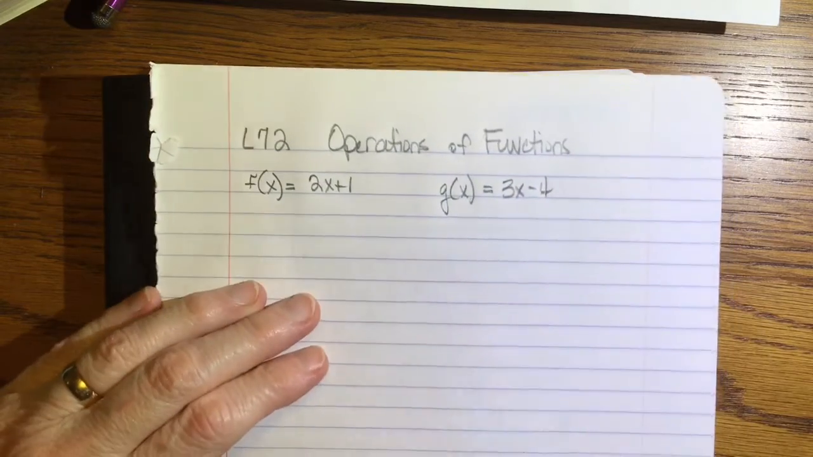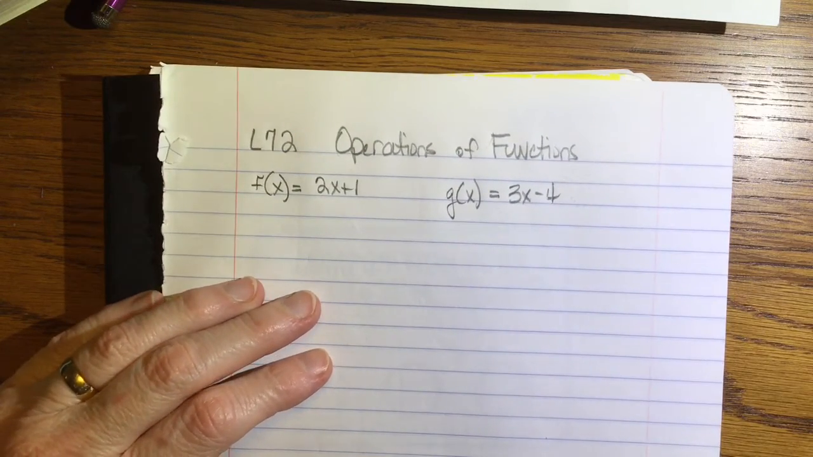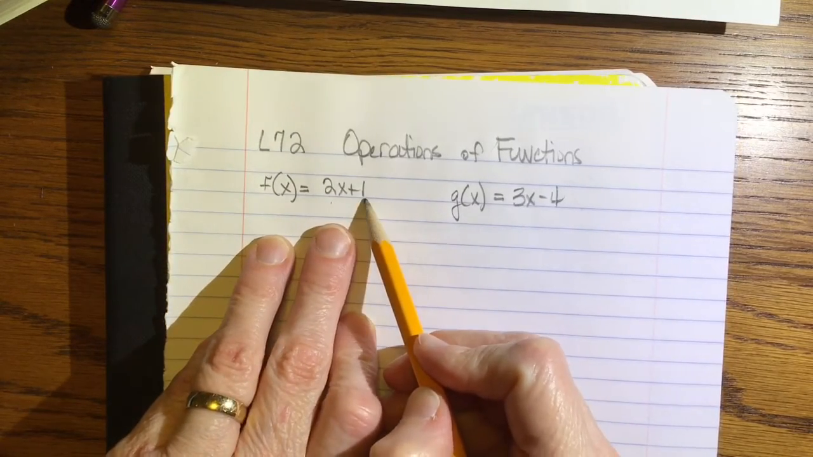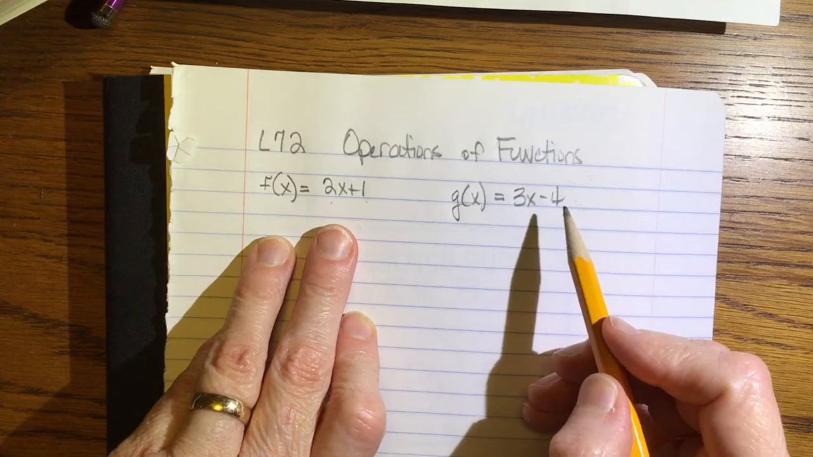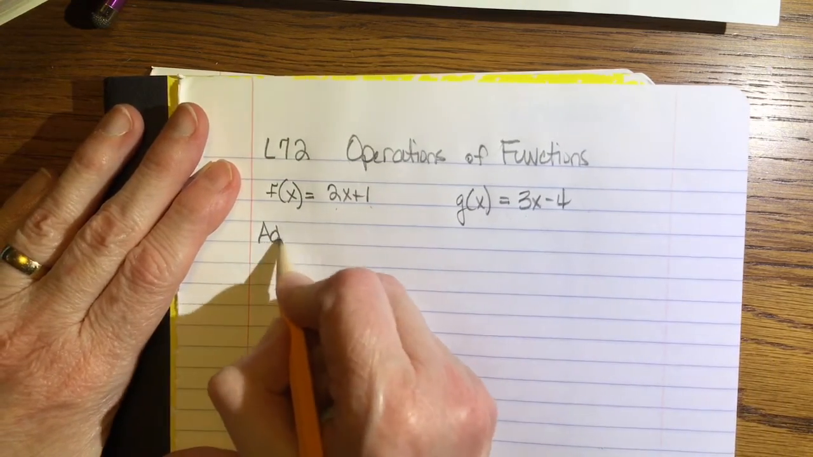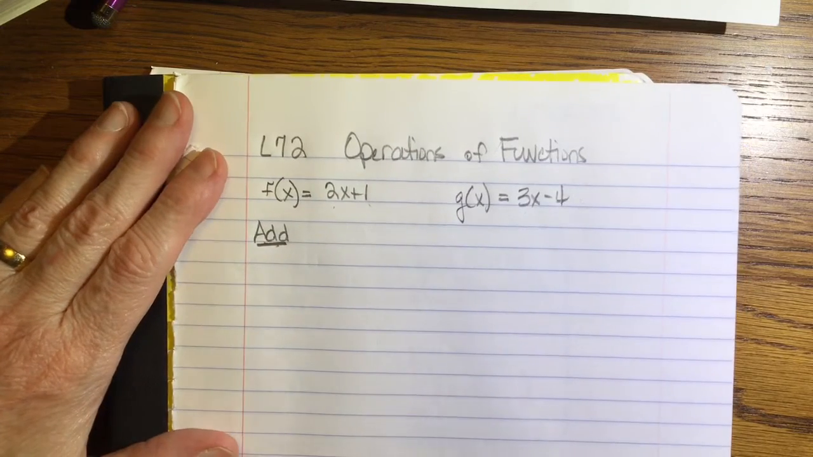Now we know we can graph them. We can see where they cross. We can see they're not the same slope, positive slope. Y-intercept is 1, positive 3 slope, y-intercept is negative 4. But we actually can take these two functions and we can add them together.